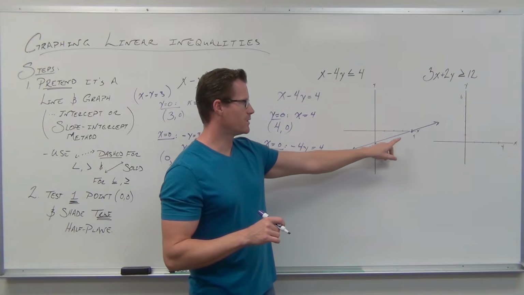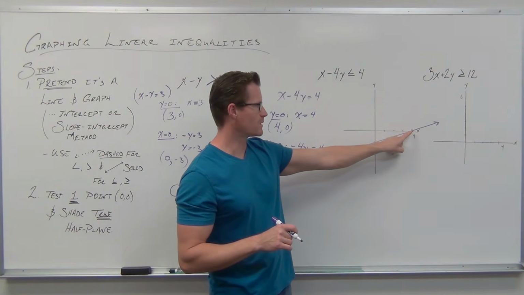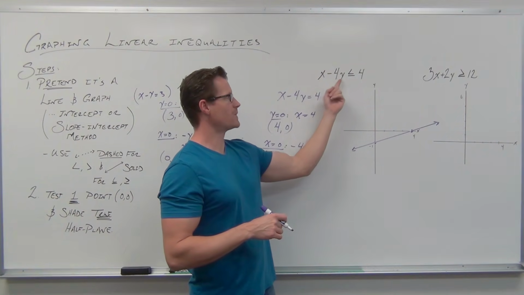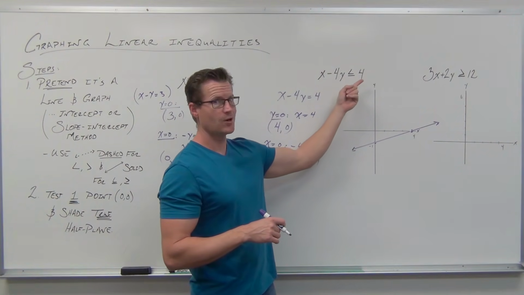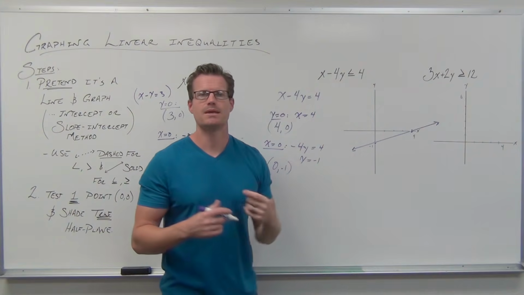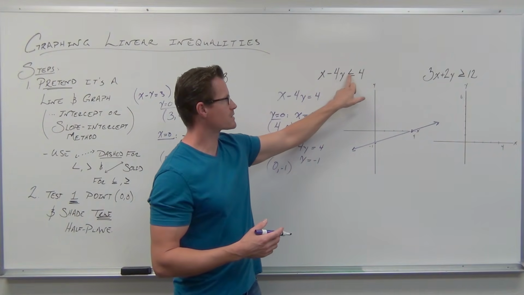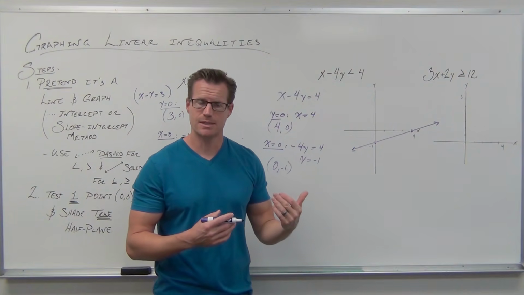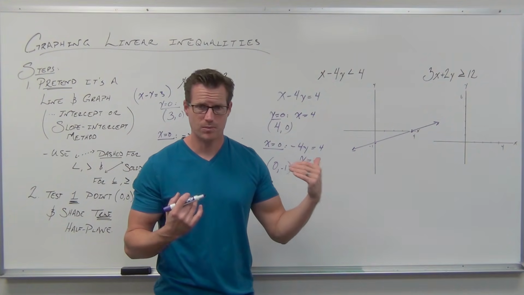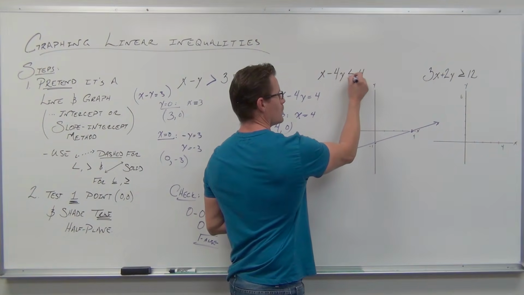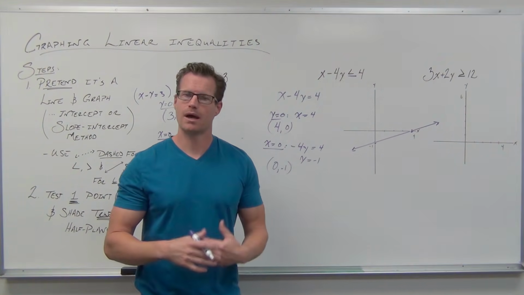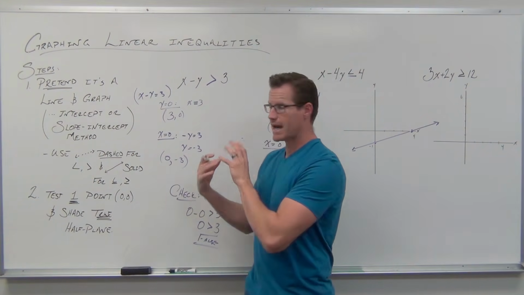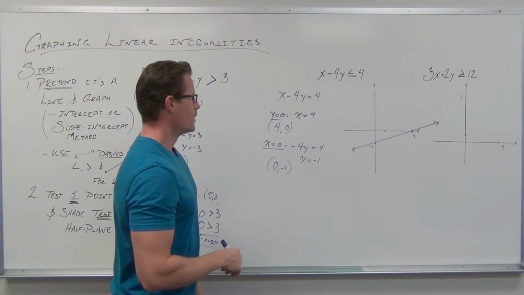Check it out. If I wanted to test some points on here, try (4, 0). 4 minus 0 is 4. Is 4 less than 4? No. But is 4 less than or equal to 4? Yes. Without this, the answer would be no. Then you'd have a dashed line saying, no, the line's not part of that. With the equals, yes, the line is part of that solution set. That's why we show solid versus dashed, what we did on erasure already.